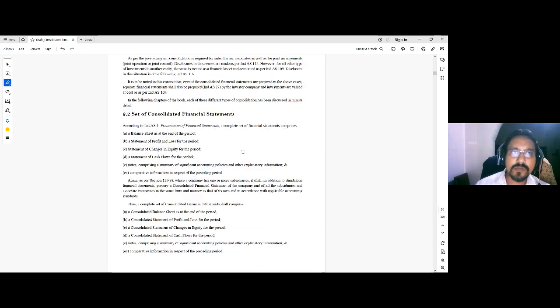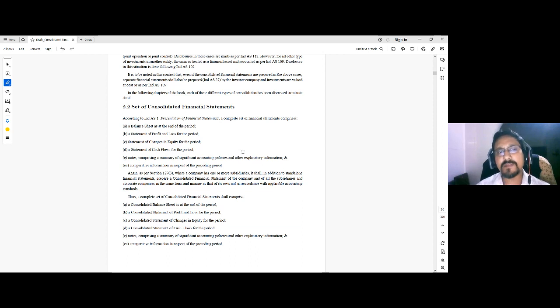Now, if we want to prepare consolidated financial statements, how many statements do we need to prepare? If you refer to Ind AS 1, which is known as presentation of financial statements, it says that an entity needs to prepare financial statements including a balance sheet as of the end of the period, a statement of profit and loss for the period, a statement of changes in equity for the period, and a statement of cash flows for the period. Along with that, there will be notes comprising a summary of significant accounting policies and comparative information, that is, preceding year information. All these are part of the financial statements of any entity.